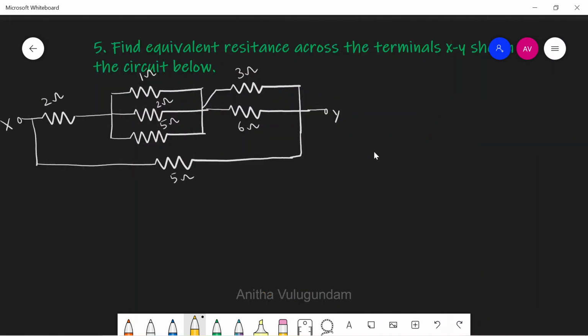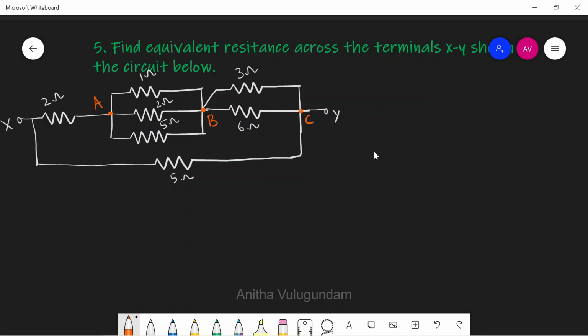Next problem, find equivalent resistance across the terminals XY shown in the circuit below. This is the circuit given. First, identify node points. This is a node point. I would like to name it as A. This is a node point. I would like to name it as B. Here I would like to name it as C.